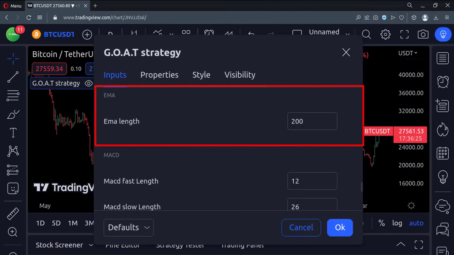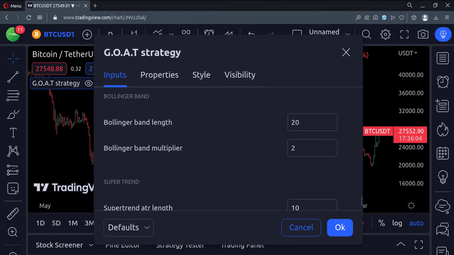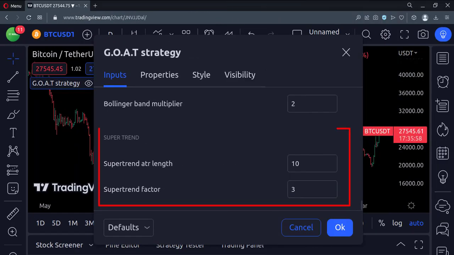Here you can set the exponential moving average's length. The default value is set to 200. Here you can set the MACD inputs, like their fast length, slow length, and signal smoothing. Here you can set the Bollinger Bands settings. Here you can adjust the super trend's parameters.